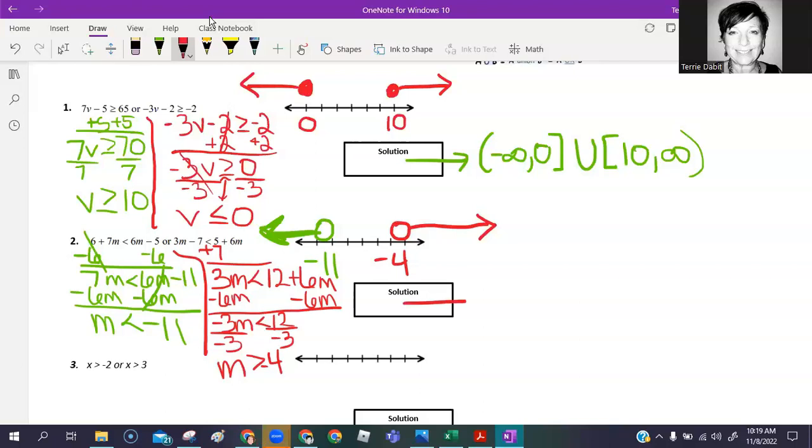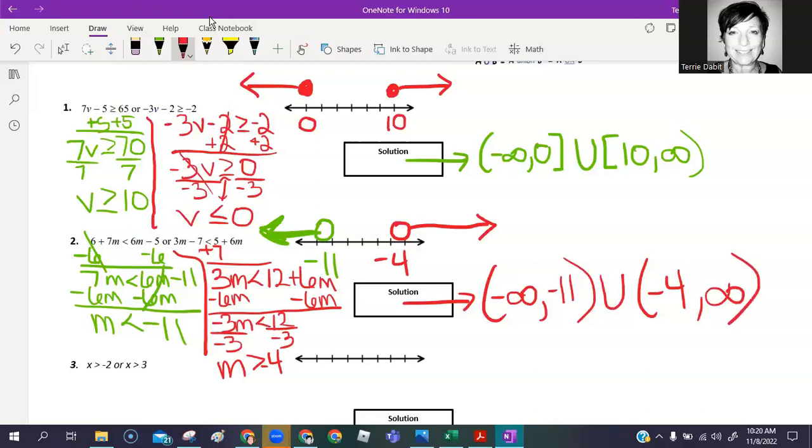So therefore, my solution starts at negative infinity. It stops at negative 11 with a parentheses from the open circle. We union that with an open circle negative 4, then head to infinity all the way to the right.